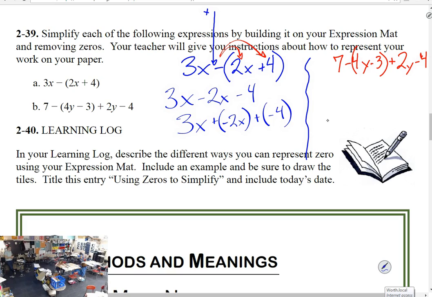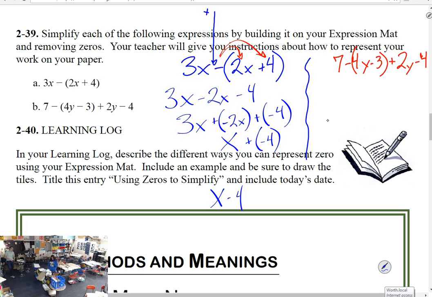Then what do we do? There are some zero pairs. There are 2 zero pairs there, exactly, and we're left with x and nothing to be done with those single tiles, so x plus a negative 4, or x minus 4 if you prefer the subtraction instead of plus the negative. Simplify part B. Oh, I just wrote down one x.